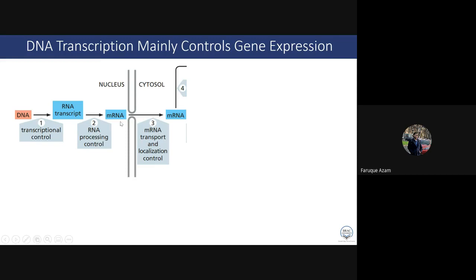So if somehow it has gotten outside, then it can be further controlled, like the degradation. This mRNA can be degraded, like this one, this mRNA degradation control. So this mRNA can be degraded by other RNAs, like the microRNAs or siRNAs.